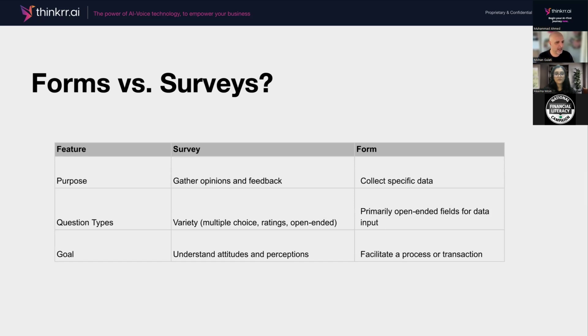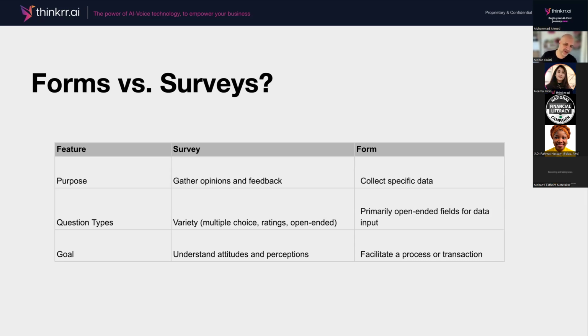So the question types that you do want to see on a survey may be multiple choice, ratings, open-ended, whereas a form will probably have more open-ended fields for data input. And then the goal is understanding the attitudes, the perceptions, what we like to call the NPS of the particular event. And then the form is to facilitate a process or a transaction.